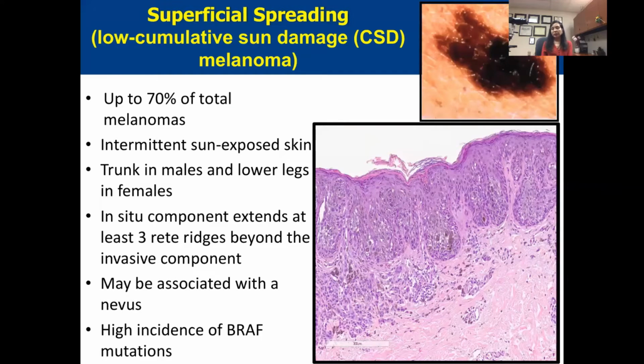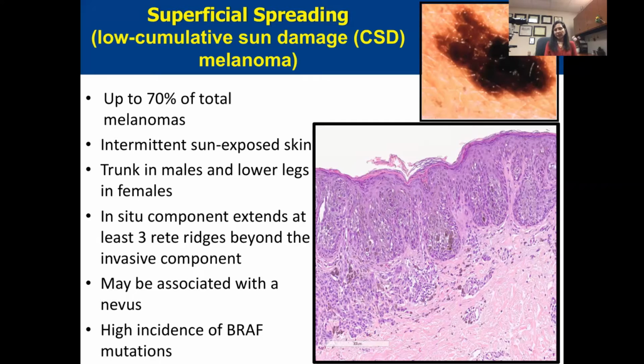So the histology definition is, to call something superficial spreading, you have to see at least 3 Ricci ridges with in situ melanoma beyond the invasive component. So for this one, the invasive component stops here, and we have in situ component at least 3 Ricci ridges beyond this invasive component.